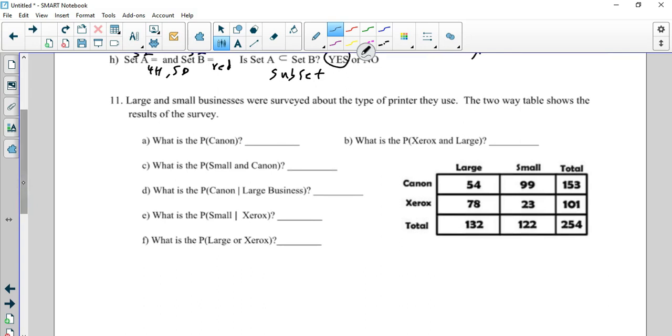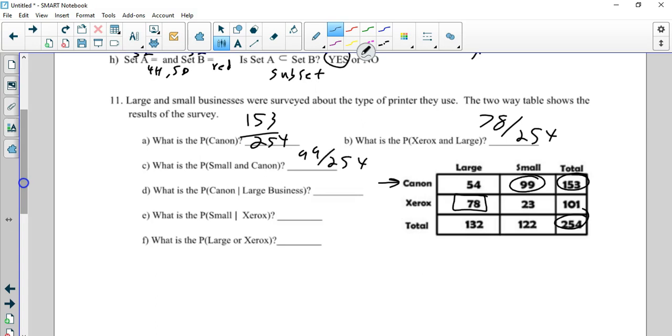Okay, 11. What's the probability of a Canon? Well, the probability of a Canon, we're going this way, is 153 out of 254. B, what's the probability of a Xerox and large? So we're looking for Xerox and large out of, again, 254 total. What's the probability of a small and a Canon? That's right here, 99 out of, again, the total 254.